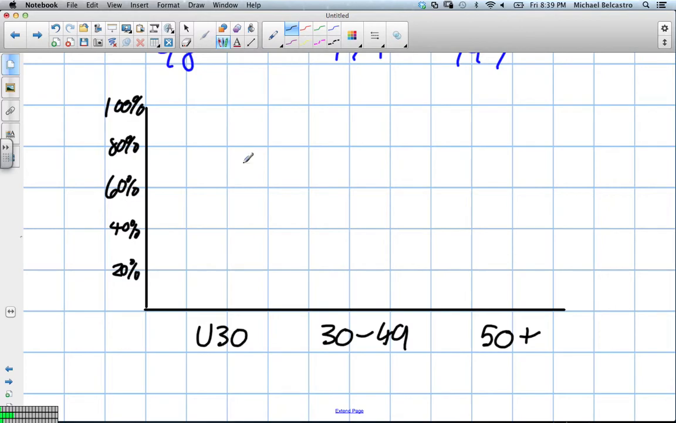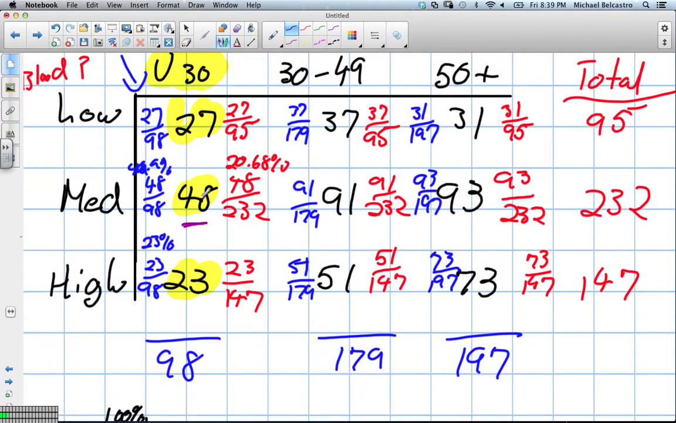So what we just discovered, we're going to categorize these low, medium, and high. We're going to use different colors for each. In the bar graph, I'll try to use different colors. We'll use low as green.